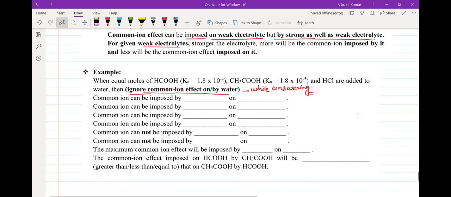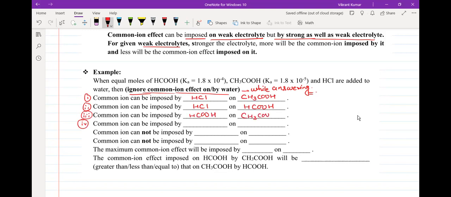Okay, so I have discussed, I have written some of the common ion effects. तो 4 बताना है जहां पे लगेगा। तो definitely if I say HCl लगाएगा CH3COOH, HCl will impose common ion effect even on HCOOH. Even HCOOH will impose common ion effect on CH3COOH. Even CH3COOH will impose common ion effect on HCOOH.